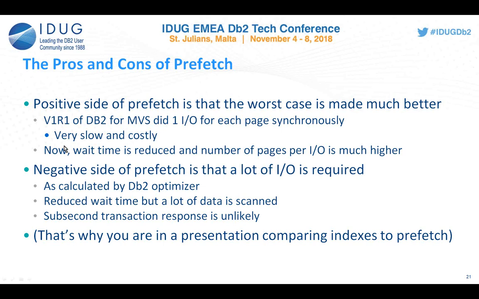So the positive side of prefetch is it makes the worst case much better. In the old days it was very slow and costly, so it's gotten better and better. The negative side of prefetch is that it still means that a lot of I/O needs to be done, as calculated by the DB2 optimizer when it's doing the access path computations. It reduces the wait time, but a lot of data is scanned, and sub-second response is unlikely. And that's why you're basically here in this presentation. We know that.